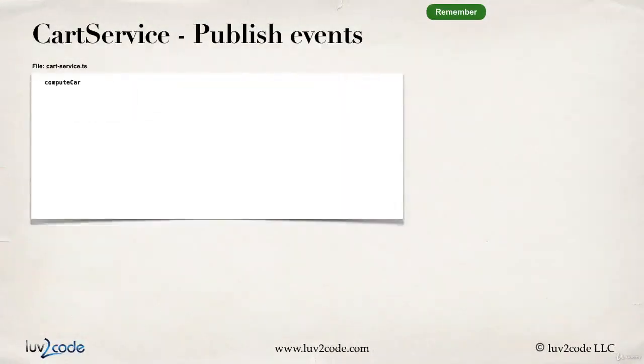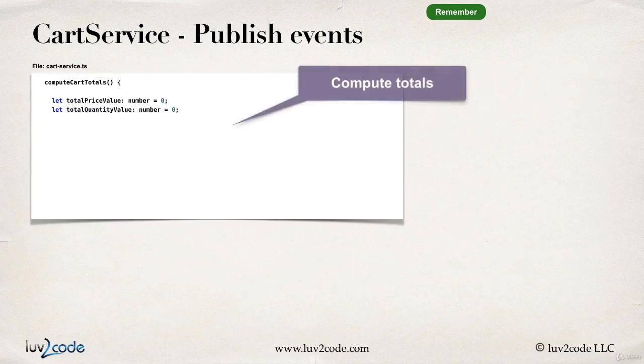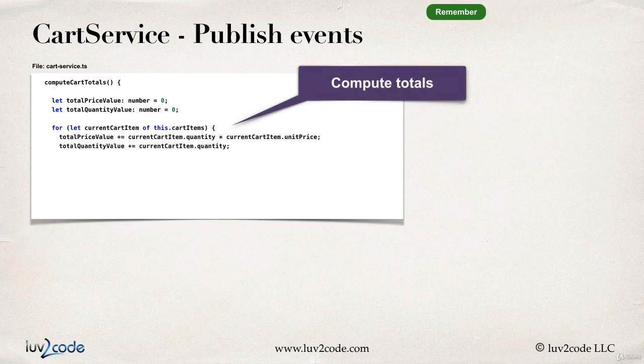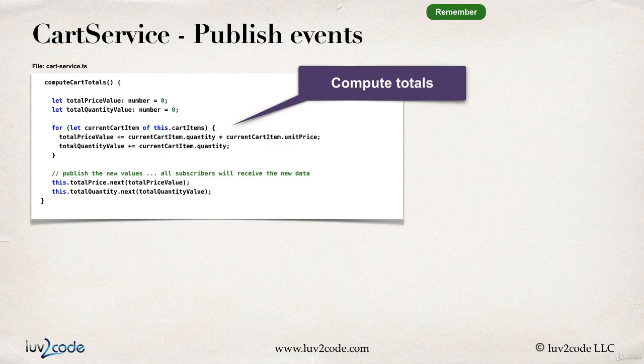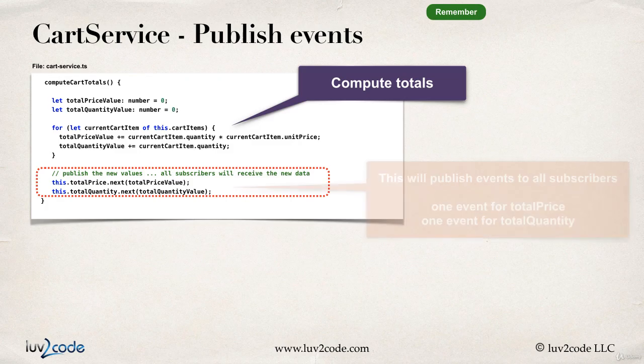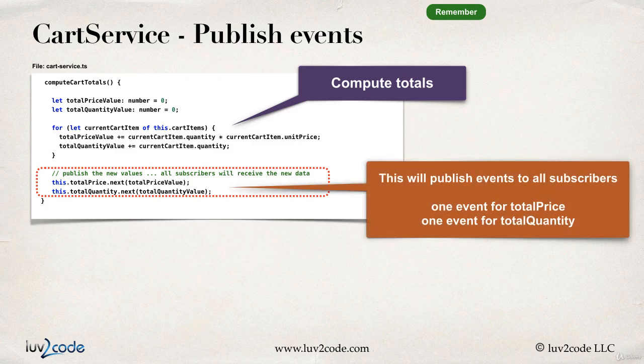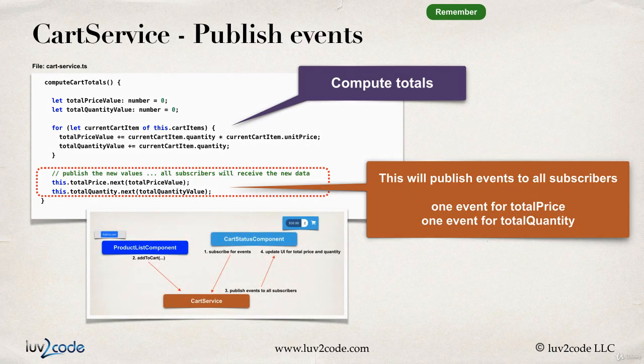So now with the cart service to actually publish events, in our cart service we had this method computeCartTotals. We'd set up a price and a quantity value. We'd simply do a little for loop through all of our cart items to compute the totals, doing the math accordingly. And then we publish the new values so all subscribers will receive the new data. So at the bottom here, I have this.totalPrice.next(totalPriceValue), this.totalQuantity.next(totalQuantityValue). So this will actually publish the events to all subscribers, one event for total price and one event for total quantity. And so this will accomplish step 3 here of publishing those events to all subscribers.